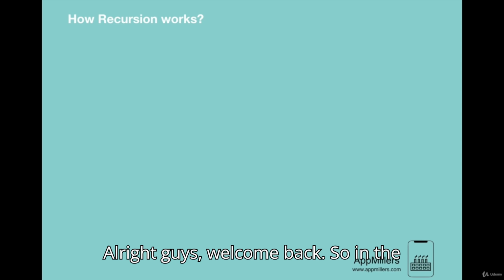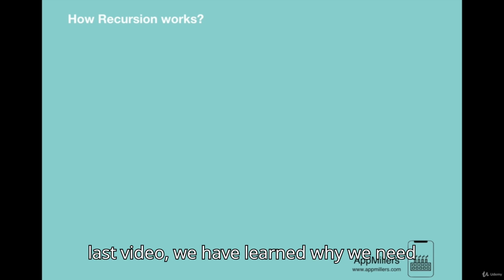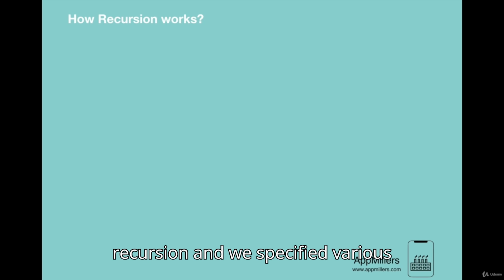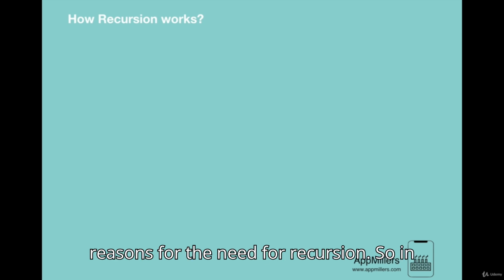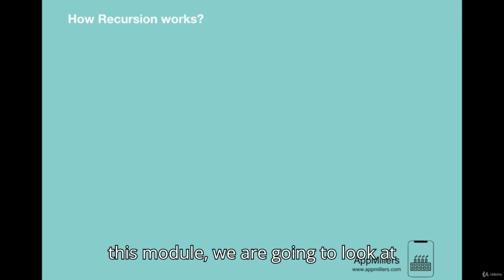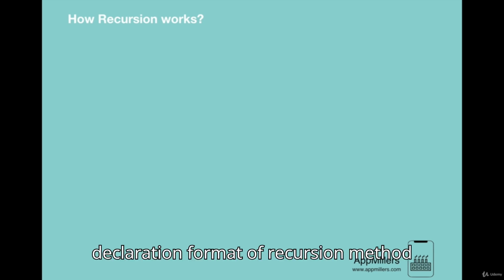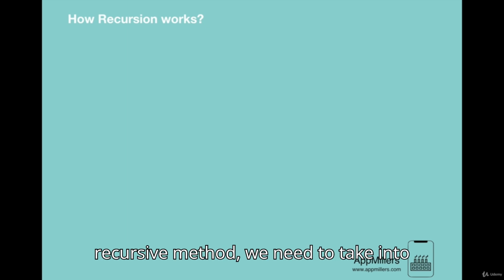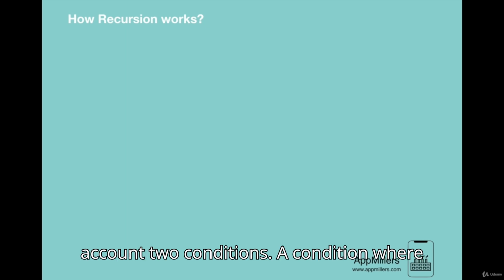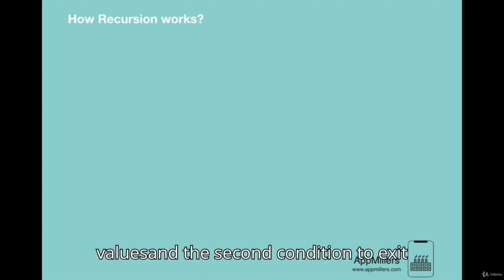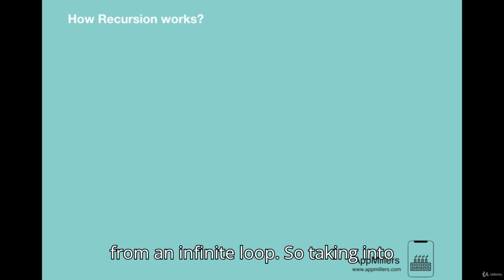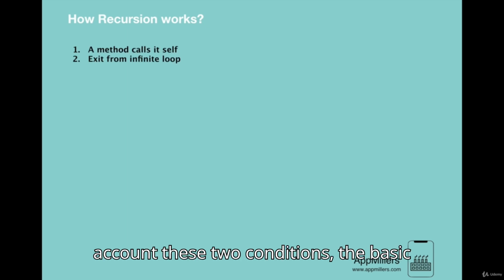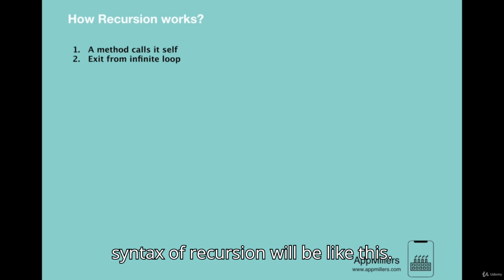Alright guys, welcome back. In the last video, we learned why we need recursion, and we specified various reasons for the need for recursion. In this module, we are going to look at the declaration format of a recursive method and how it works. When we create a recursive method, we need to take into account two conditions: a condition where a method calls itself with smaller values, and a second condition to exit from an infinite loop. So taking into account these two conditions, the basic syntax of recursion will be like this.